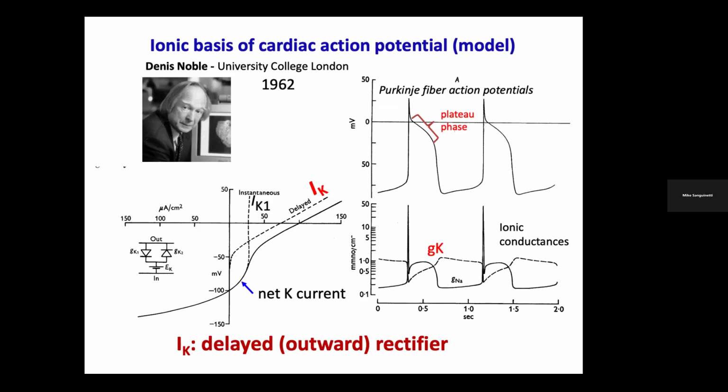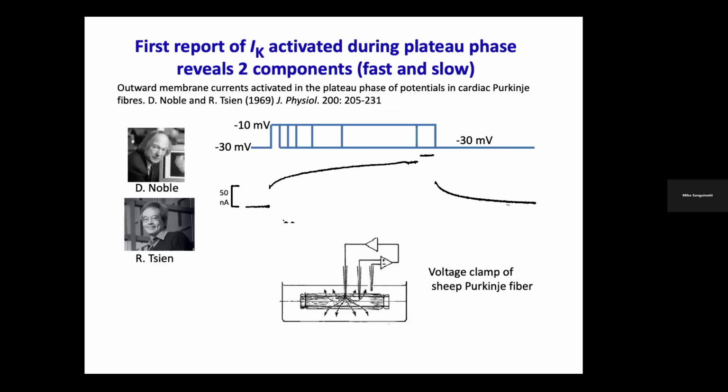And again, it's called this because if you look at the initial phase of activation of the current, there's actually a little delay as the channels go through multiple closed states before they open, and then in some cases inactivate. So that's the delayed part. And it's an outward rectifier because it preferentially passes current in the outward direction, not the inward direction.